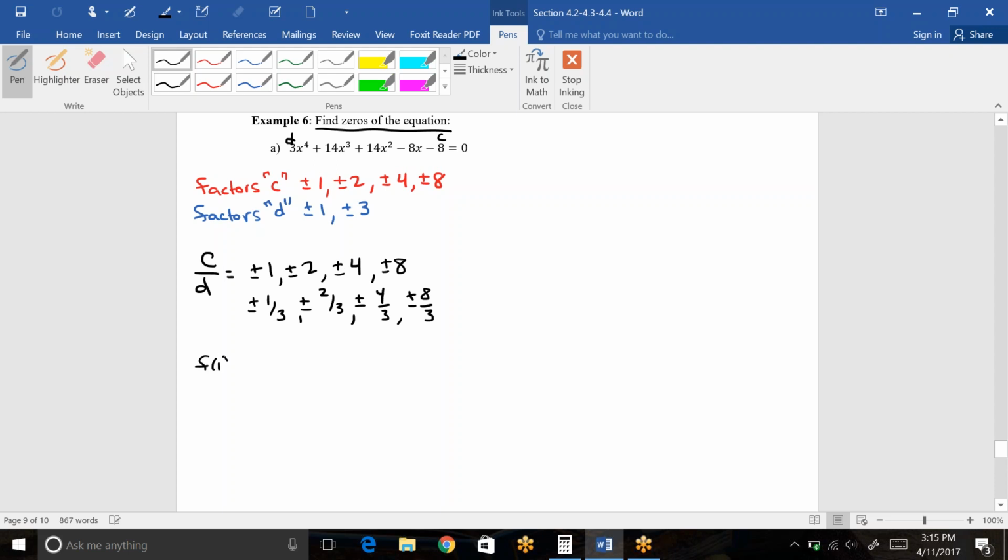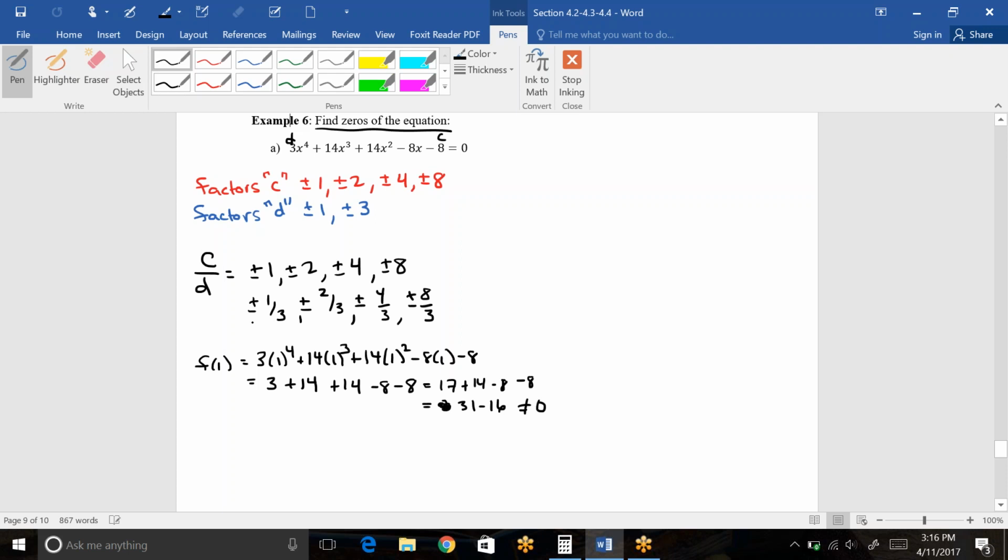So if I plug in f of 1, this would be 3 times 1 to the 4th plus 14 times 1 to the 3rd. Always start with 1 and negative 1. That's kind of our general rule. Minus 8 times 1 minus 8. So this would be 3, because all the 1s are just going to stay 1s because they're positive. So 14 plus 14 minus 8 minus 8. 3 plus 14 is 17 plus 14 minus 8 minus 8. That would be 31 minus 16. So that does not equal 0.